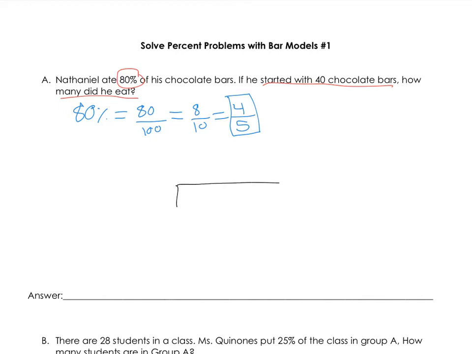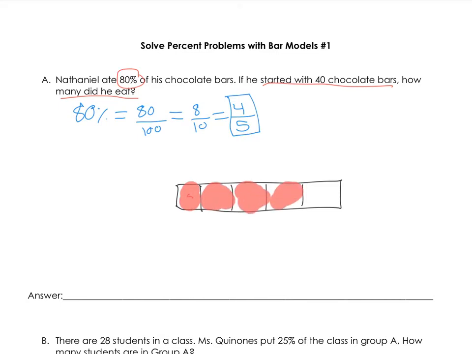So let me draw my model. We know that the whole model is 100%, but we want 4 fifths of this bar. So let's chop it into 1, 2, 3, 4, 5. We want 4 fifths of it, so we'll shade in 4 pieces.